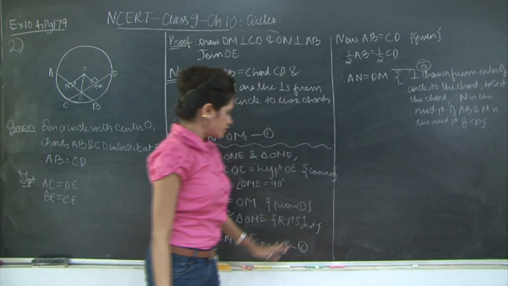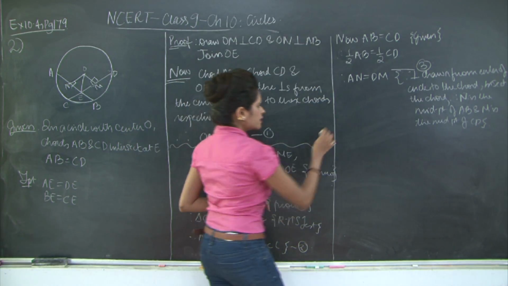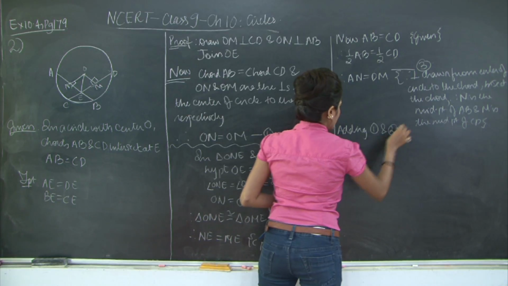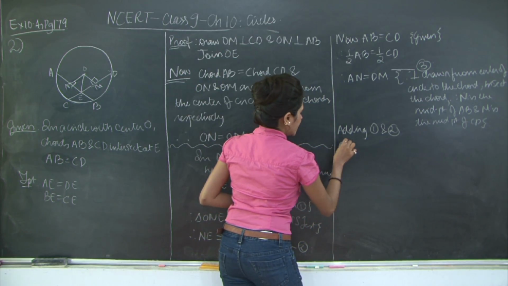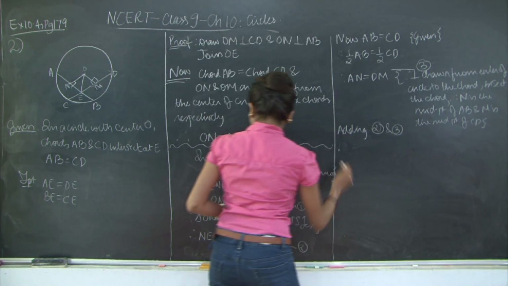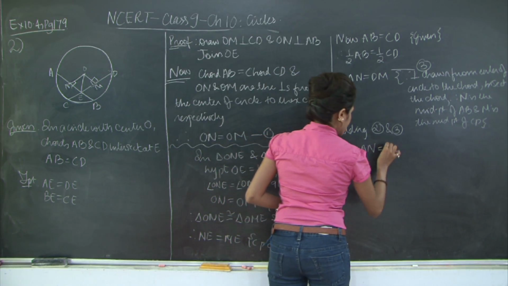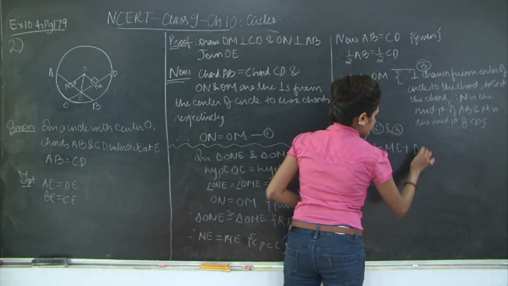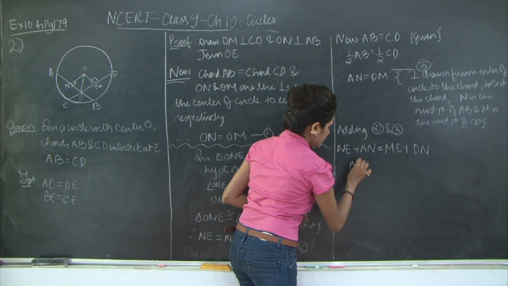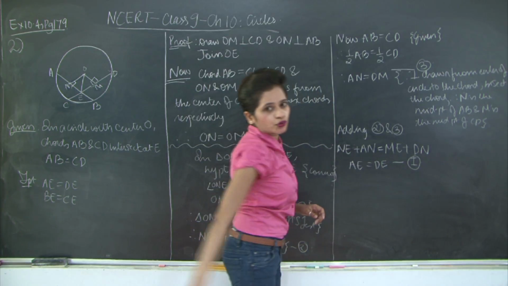So when you add 2 and 3, what do you get? When you add equals to equals, the wholes are equal. Therefore, adding 2 and 3, I get NE plus AN is equal to ME plus DM. Right? Therefore, AE is equal to DE. This is Roman number 1, so this is proved.